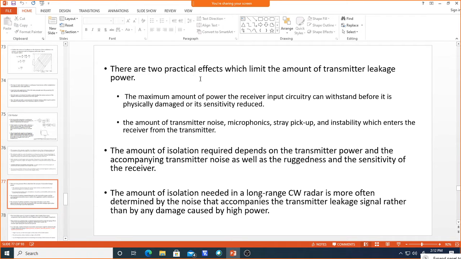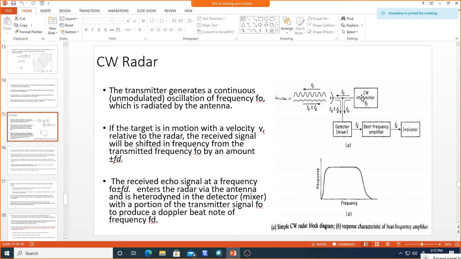So there are two important effects which limit the amount of transmitter leakage, because whenever you use a single antenna there is leakage from the transmitter, which is also generating noise, and the noise will also leak here. That will affect the received echo signal. So we need to protect the receiver from the transmitter noise, and since the received echo signal is a very weak signal, we need to amplify that. Before amplifying it we need to suppress this transmitter noise, and also take care of isolation.